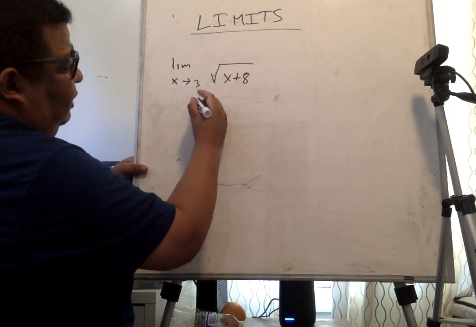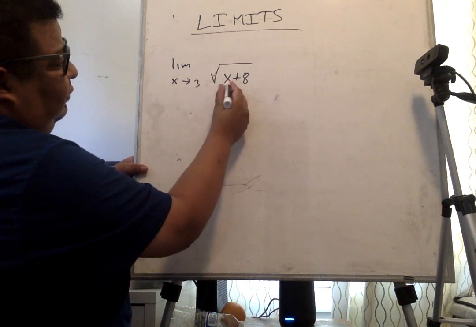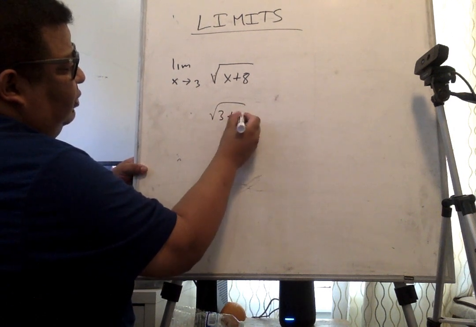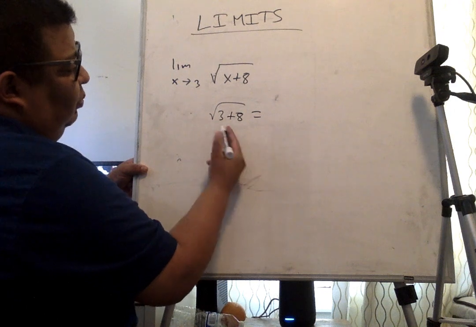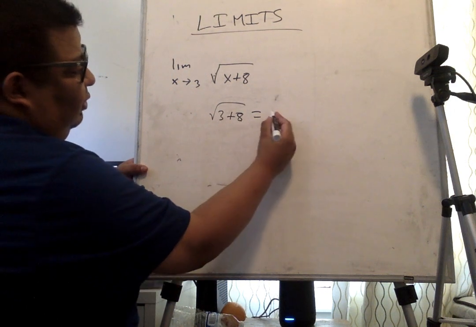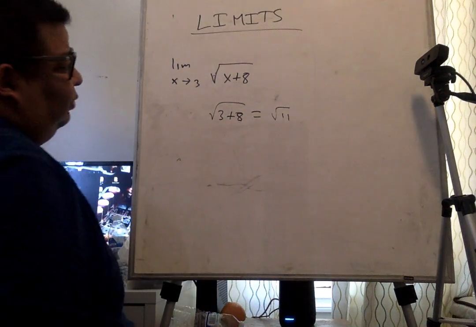For example, the limit as x approaches 3 of the square root of x plus 8, that would be 3 plus 8. That would be 8, 9, 10, 11. So that would be 11. Square root of 11.